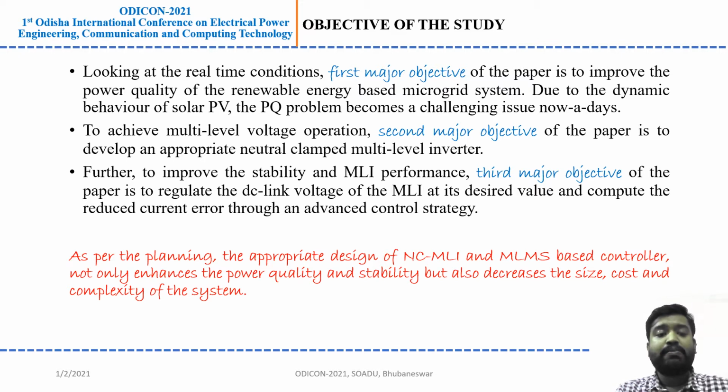Second point, to achieve multi-level voltage and current operations, the second major objective is to develop an appropriate neutral clamped multi-level inverter. Further, to improve the stability and multi-level inverter performances, the third major objective of the paper is to regulate the DC-link voltage of the multi-level inverter at its desired or reference value and compute the reduced current error through an advanced control strategy.